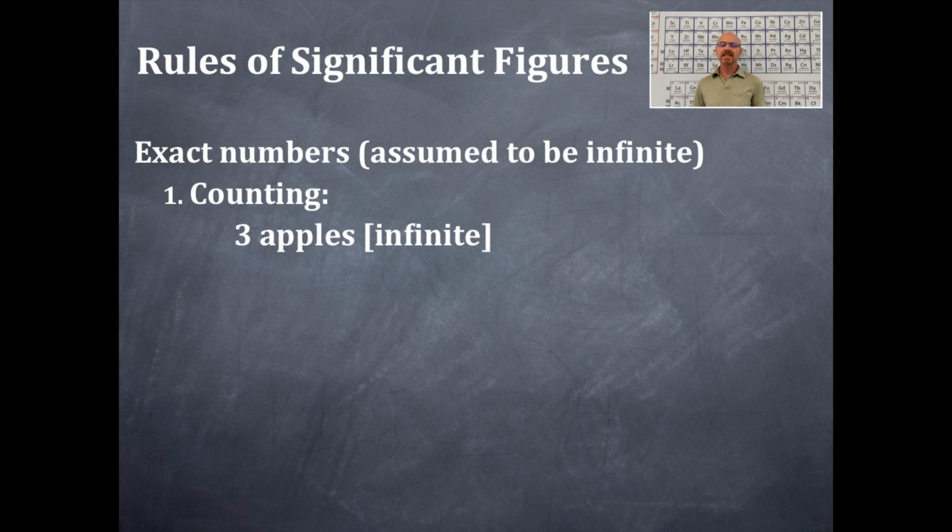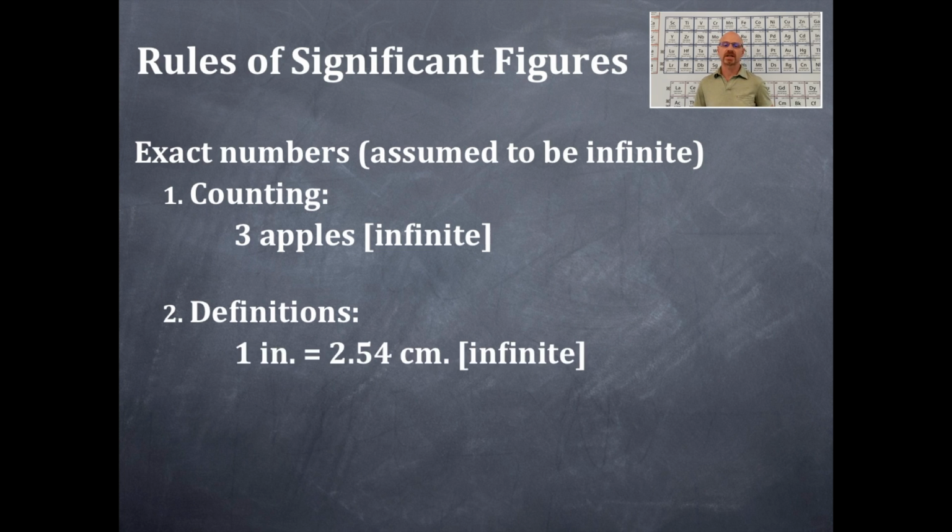The second type of example is definitions. Definitions also have an infinite number of significant figures. I'm going to give you a few definitions here. That is 1 inch equals 2.54 centimeters. The number 1 in 1 inch has an infinite number of significant figures when it equals 2.54 centimeters. The number 2.54 has an infinite number of significant figures when it equals 1 inch.